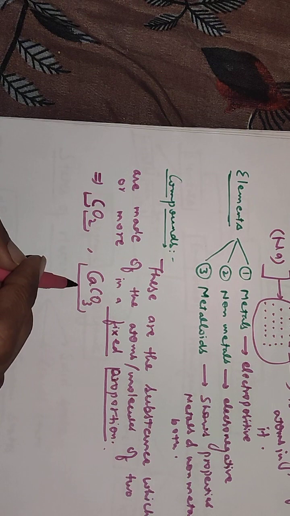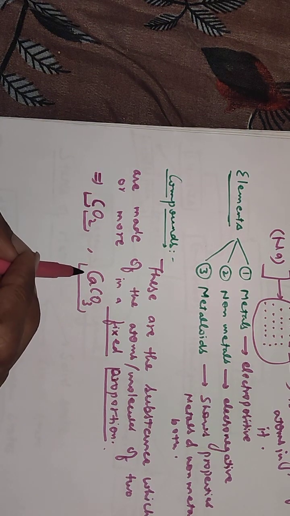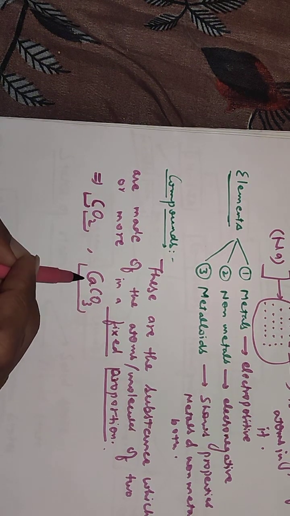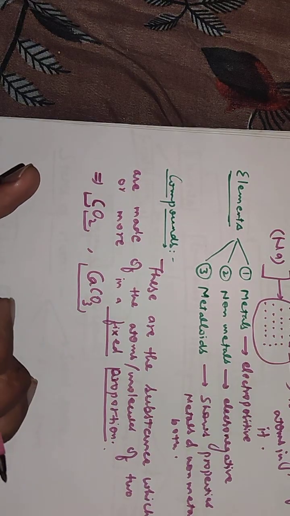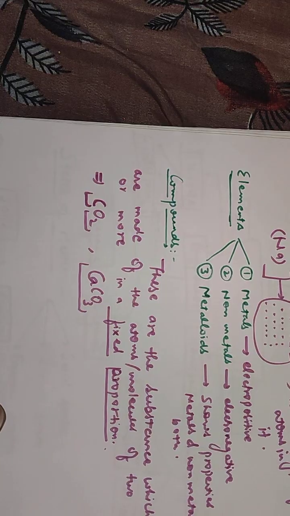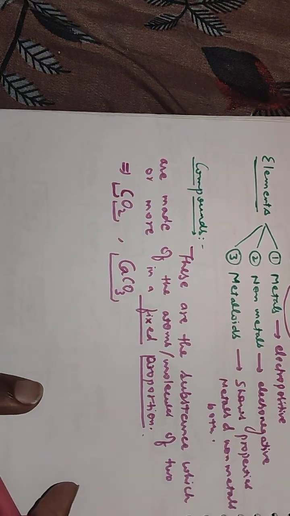And the law of definite proportion says that the masses of the elements in a compound are in a fixed proportion, in a fixed ratio. So this is basically the definition of compounds.